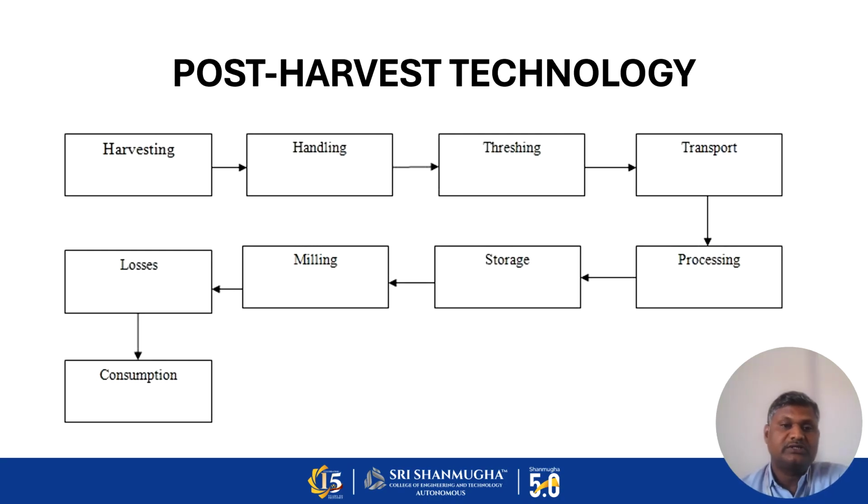So this includes harvesting. After the harvesting is over, the material handling, such as the transportation, storage and all, and the threshing, transport, processing, storage, milling, losses. Finally, it ends at consumption, consuming of agricultural products.